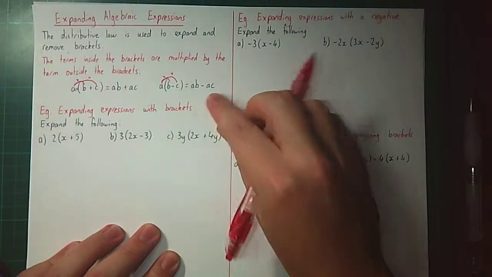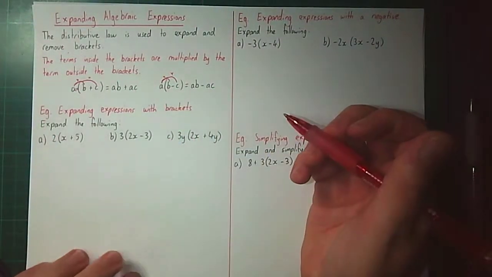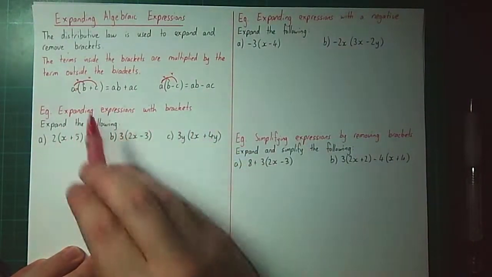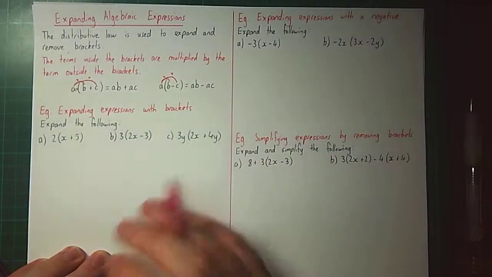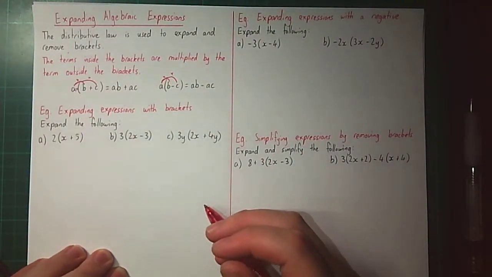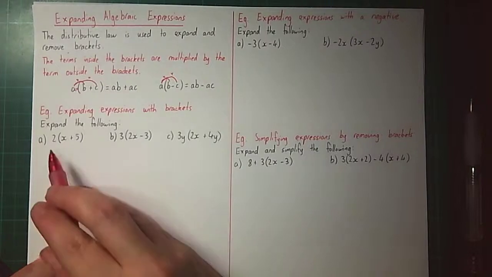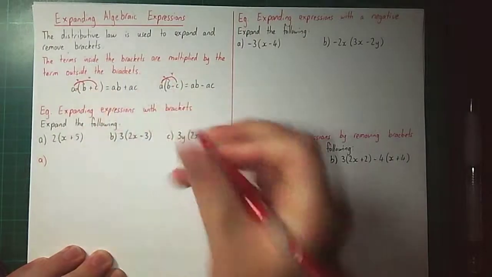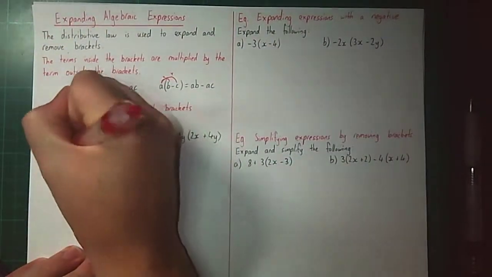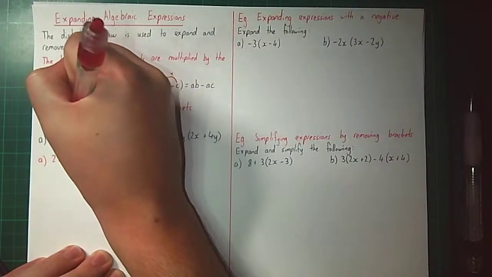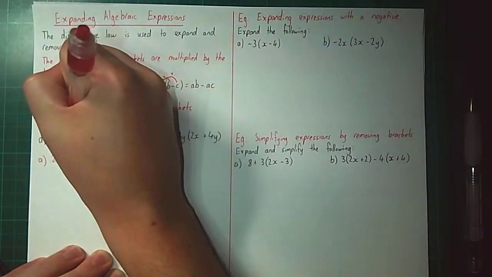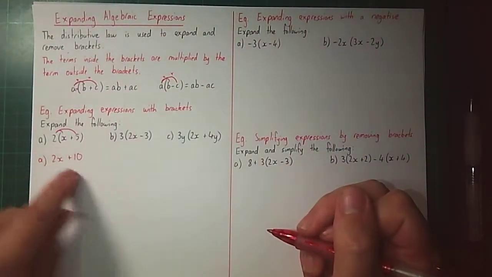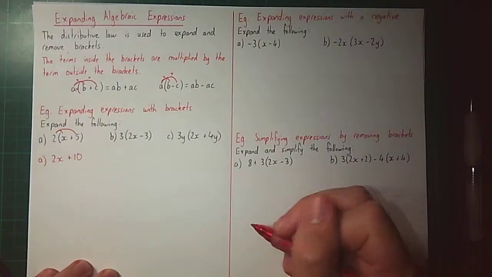So we're going to use that idea with three examples during this video. The first is just expanding expressions with brackets, which is kind of what we're looking at, but this is with more numbers and letters, so it just gives us a better feel for how it works. So we're going to expand the following. For A, 2 times x plus 5. We're going to do 2 times x, which is 2x, plus 2 times positive 5, which is positive 10. And we know that we can't add these together because they're not like terms, so we're done.